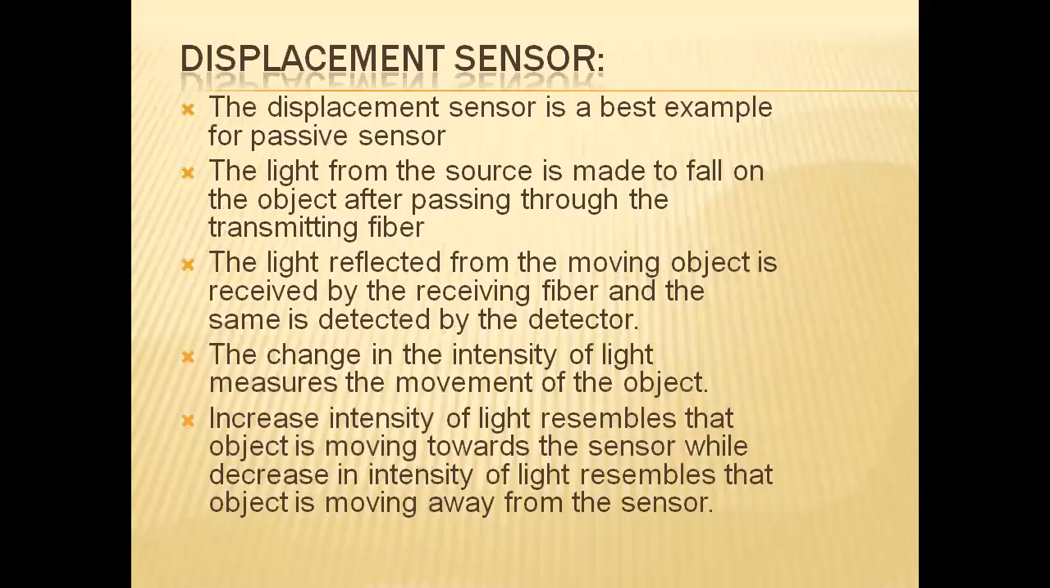The next sensor is the displacement sensor, the best example for a passive sensor, where we are not supposed to use optical fiber directly for sensing purpose. Here the light from the source is made to fall on the object. After passing through the transmitting fiber, the light reflected from the moving object is received by the receiving fiber, and the same is detected by the detector. The change in intensity of light measures the movement of the object. Increase of intensity of light resembles that the object is moving towards the sensor, while the decrease in intensity of light resembles the object is moving away from the sensor.